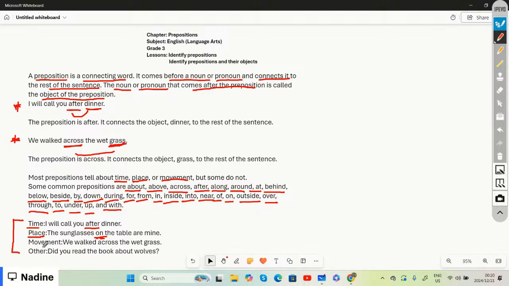The next one says we have preposition of movement. And the preposition of movement says, we walked across the wet grass. Across the wet grass.